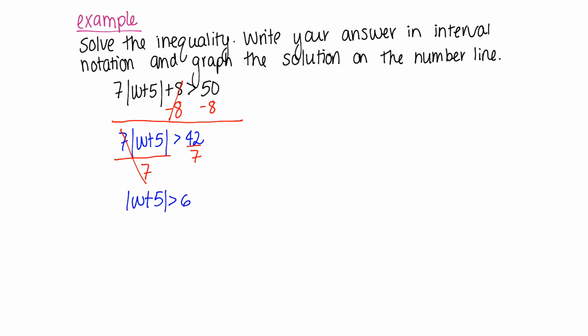Because we have a greater than sign, and the absolute value is all alone, and this is a positive number, greater than sign means we split into 2 inequalities. So I'm going to split this over here. We have w plus 5 is greater than 6, and then our other one is w plus 5 is less than negative 6. And these are separated with an or, and that's really important.